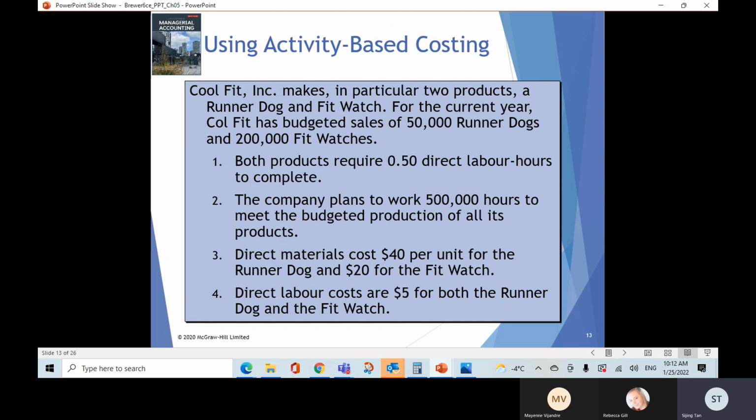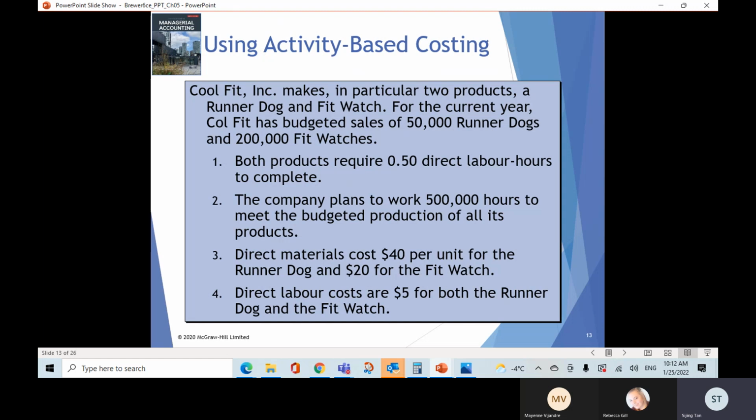Now we're showing some examples. Now, how to use the activity-based costing. The examples I want you, maybe you can quickly write it down, because we're gonna quickly go through it.